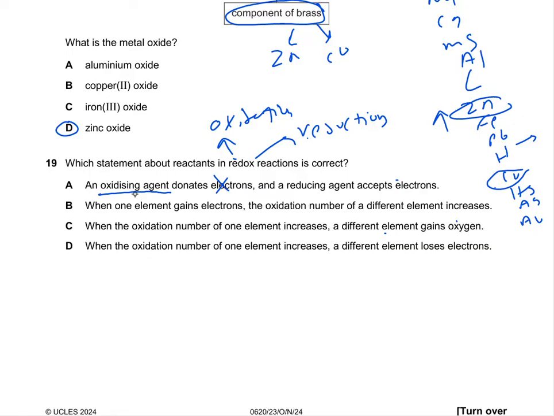So that's wrong. When one element gains electrons, the oxidation number of a different element increases. When one element gains electrons, so one element is reduced, the oxidation number of a different element is increased. So the different element undergoes oxidation. Yes, that's true.